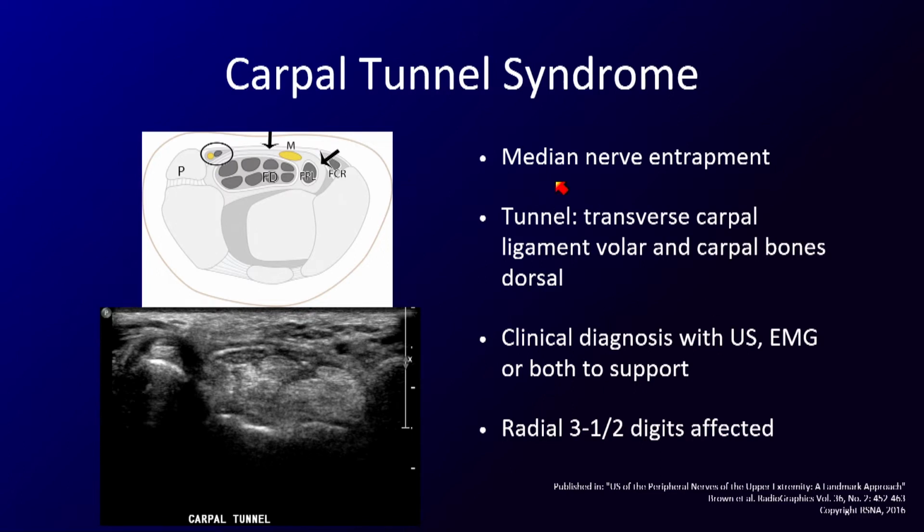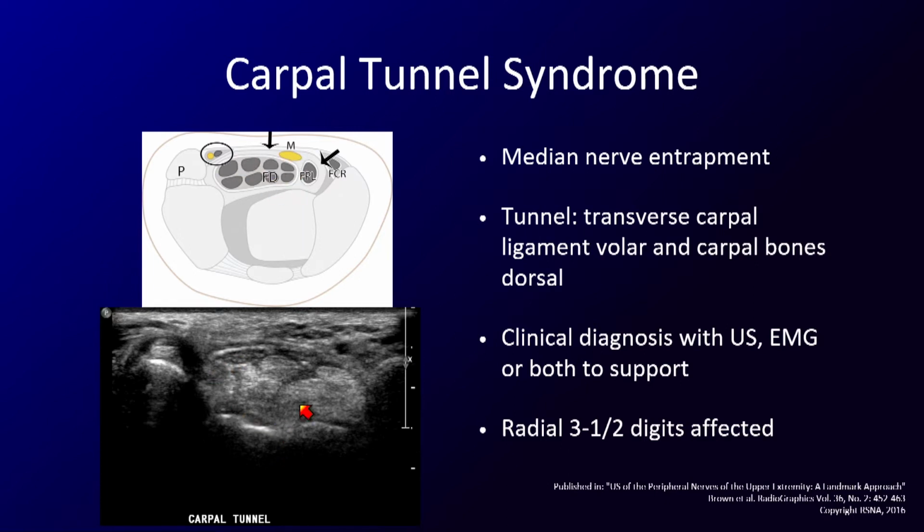And just to go over the anatomy, the carpal tunnel has a bony floor, by these carpal bones, and a transverse carpal ligament, which is the softer roof of the carpal tunnel. The median nerve lies inside the tunnel along with the flexor tendons.